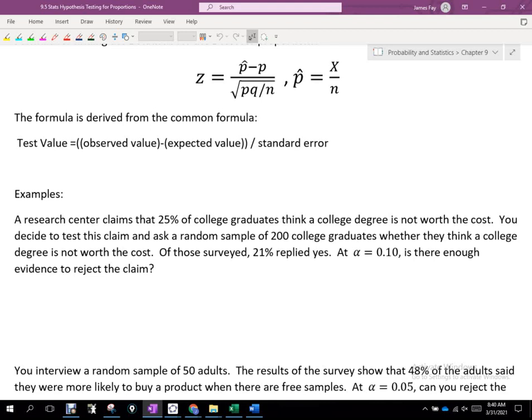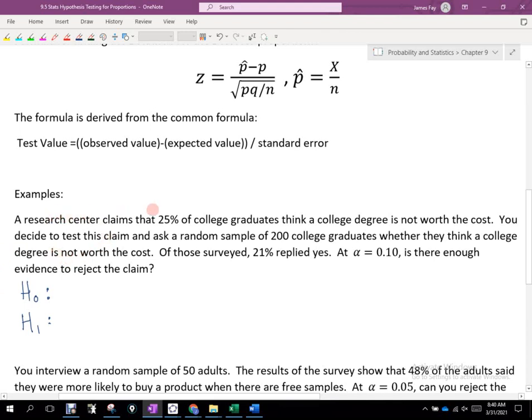Okay, so just like everything else, we have to write our hypotheses first and identify the claim. So we're going to have our null hypothesis and our alternative hypothesis. Well, let's phrase it this way. The null hypothesis is what is being accepted, right? Okay, it's what we have already established.